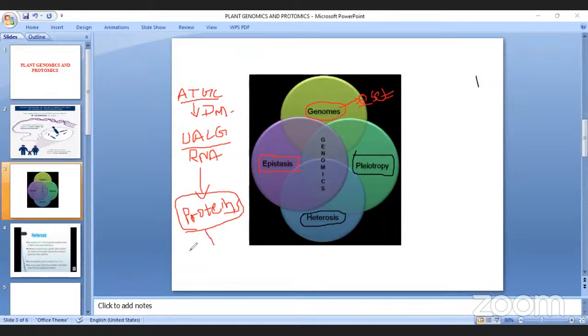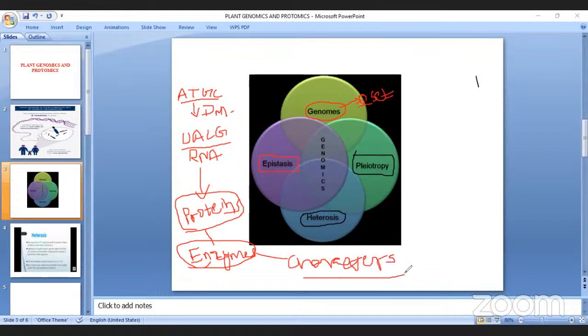These proteins are enzymes. I already told you in protein synthesis, gene regulation and gene expression. Now these enzymes express the characters. Now here, how many characters? One character for one gene, right?